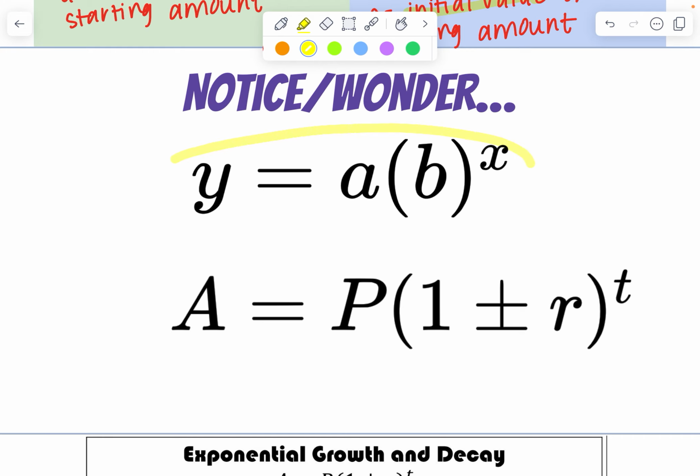Which leads me into this. We know a times b to the x, and what we're leading into is something a little more realistic and a little more complicated, this. What do you notice? And what do you wonder about these two equations? How are they related to one another? What do you notice is the same? What do you notice is different? What do you think is happening?